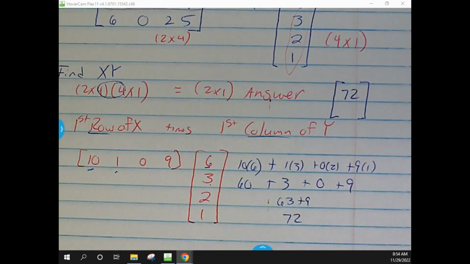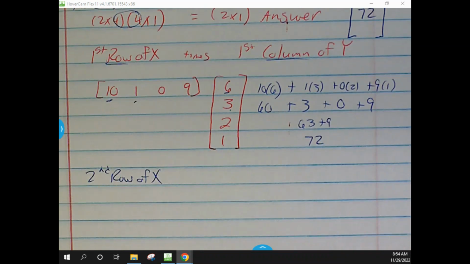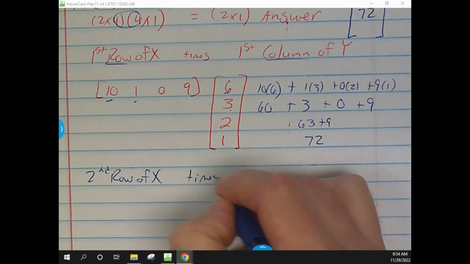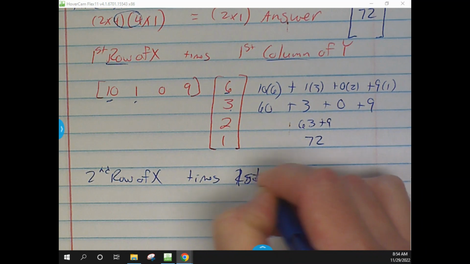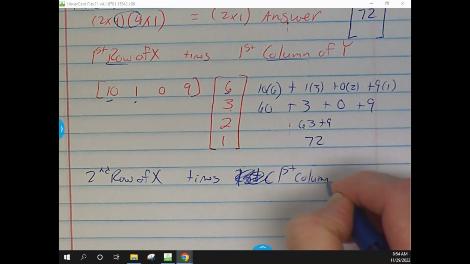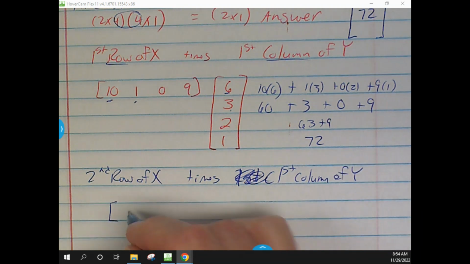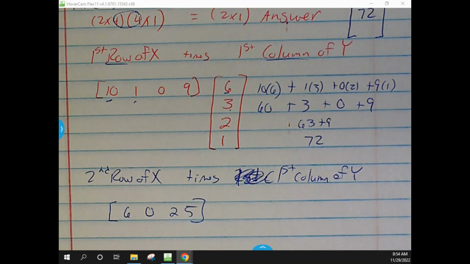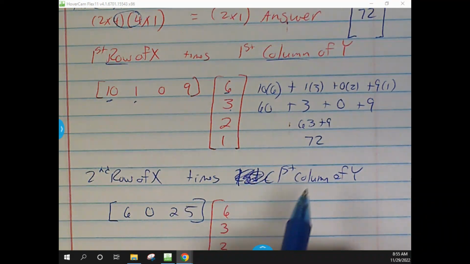It's here. So we're going to multiply the second row of X times the first column. So that is 6, 0, 2, 5. And again, because there's only one column, it's going to be the same numbers every single time. It's going to be 6, 3, 2, 1.